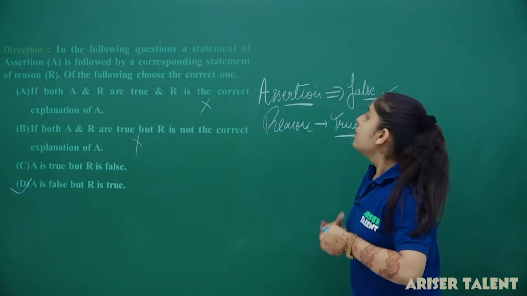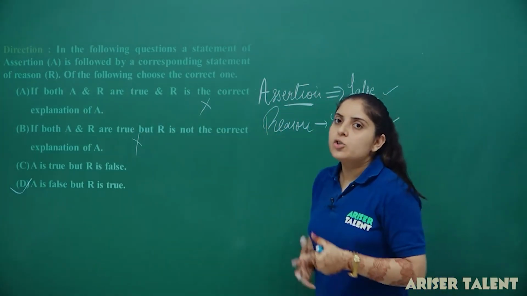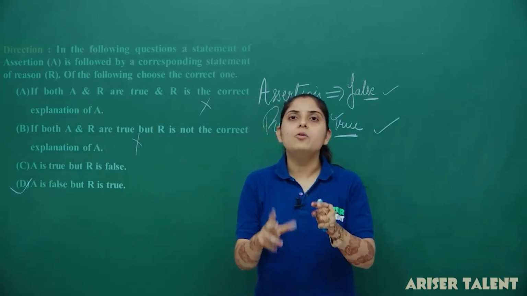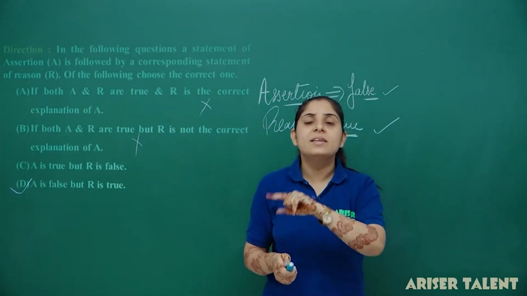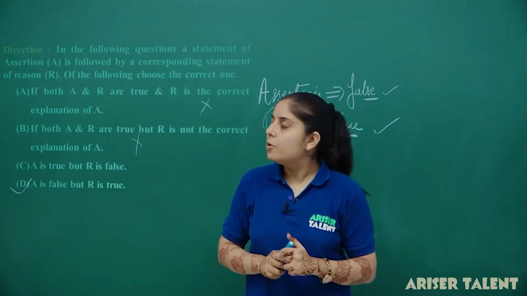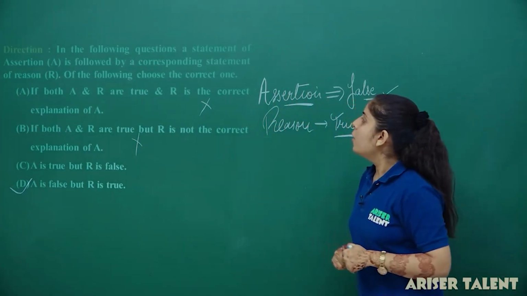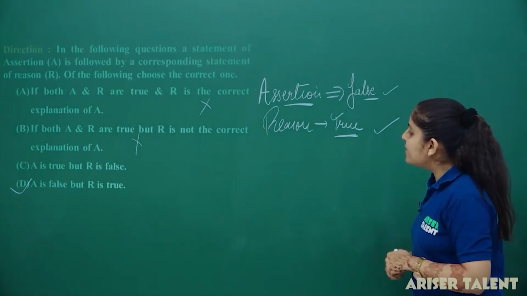So assertion-reason type questions can also be asked in your exam. You have to consider both the statements and try to find out whether the reason is valid for the assertion or not. Now, moving to the next question in the sequence.